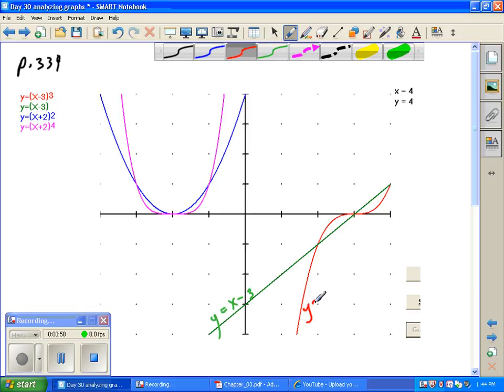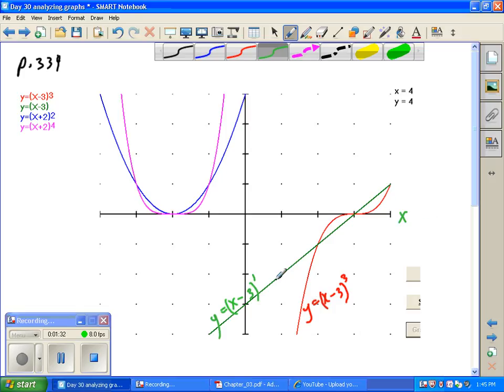This red equation is f of x equals x minus 3 cubed. The only difference between this green line and this red line is this red exponent. This one, x minus 3, has a factor x minus 3 and a root at 3. This one has a factor x minus 3 and a root at 3. So they both cross through the x-axis at the same spot.